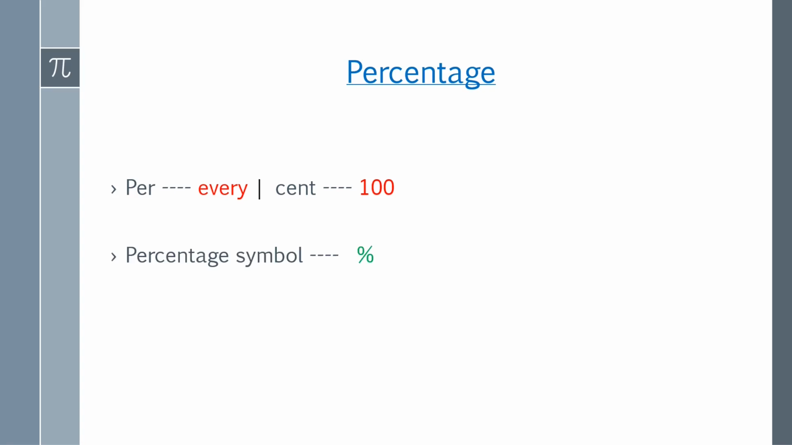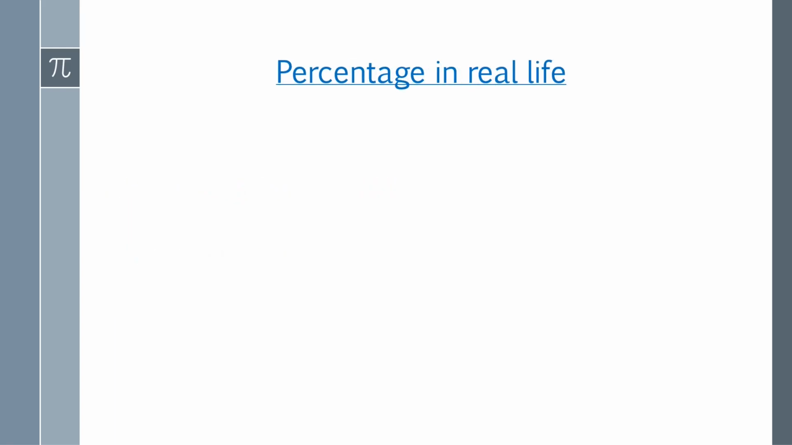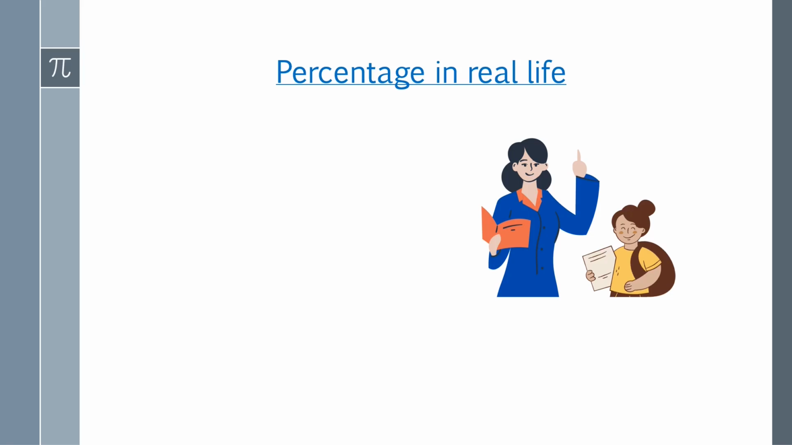In actual life, how do we apply percentages? It's possible that your teacher informed you that you received a 70% on the exam. So, what exactly does this entail? It indicates you got a 70 out of 100 on the quiz.